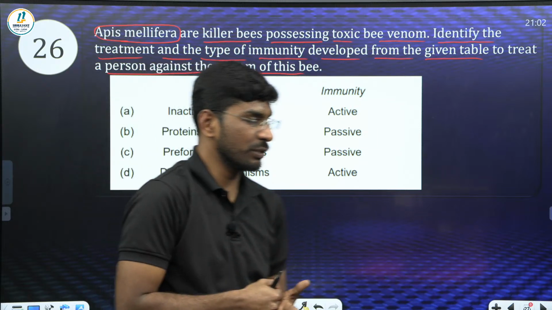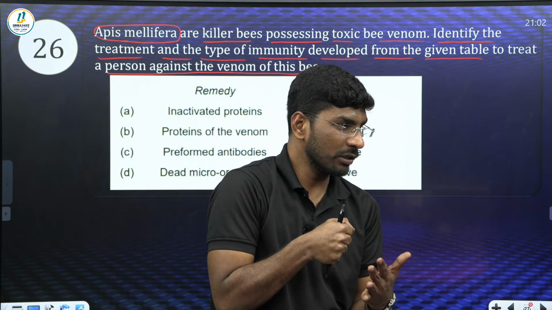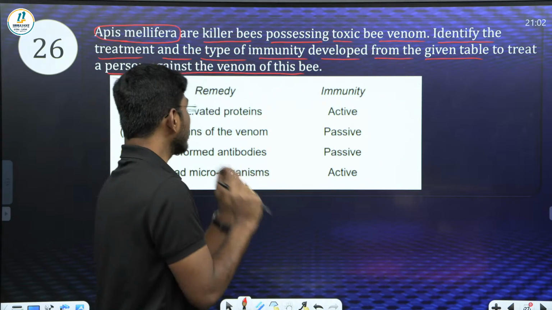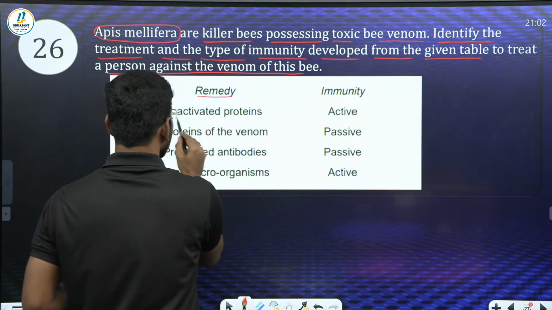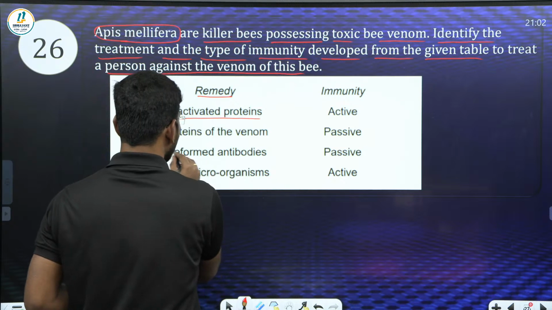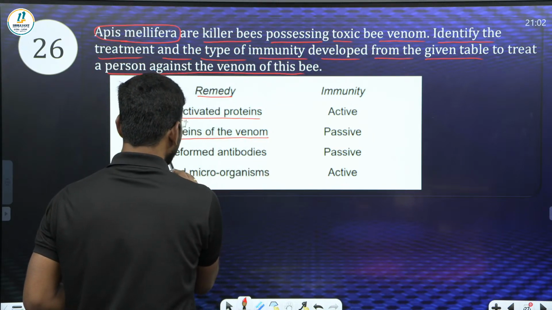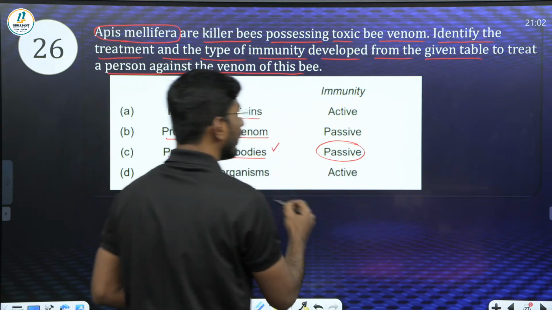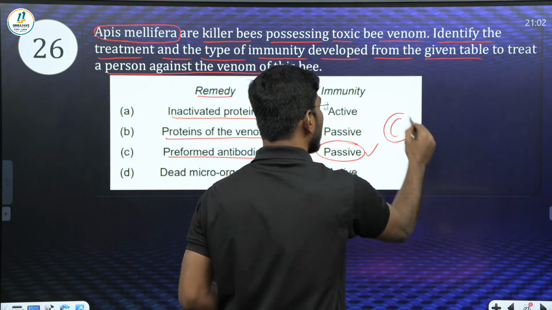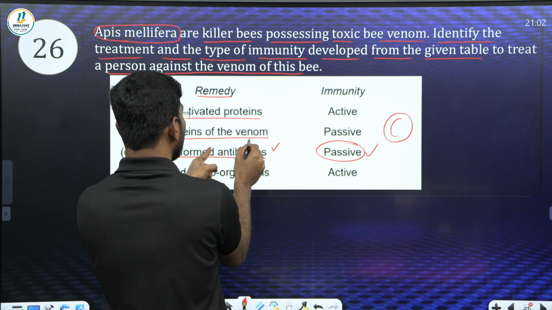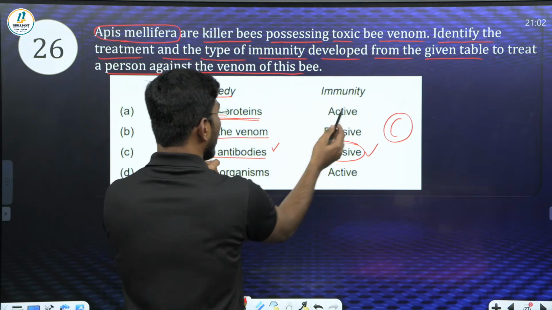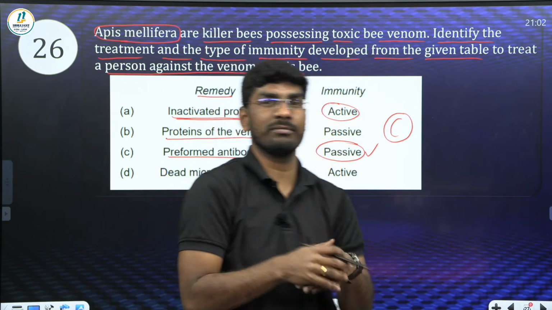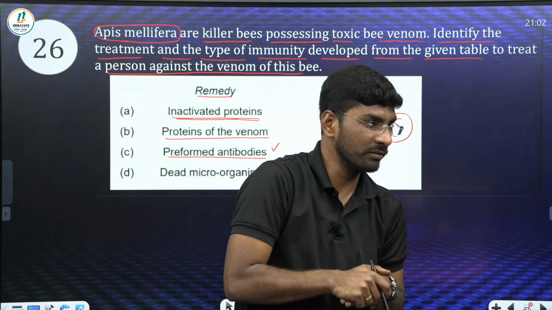How can we answer this one? Can any one of you answer? Good, very good. Venom is given. So the remedy: inactivate the protein of the venom and preformed antibodies, and also passive. Very good, absolutely correct. Answer C. If it is an inactivated protein and active immunity, this is, if you are able to recall, a vaccination.